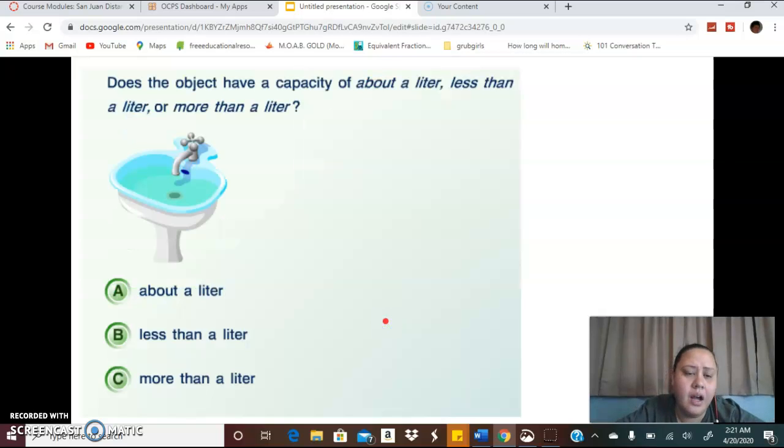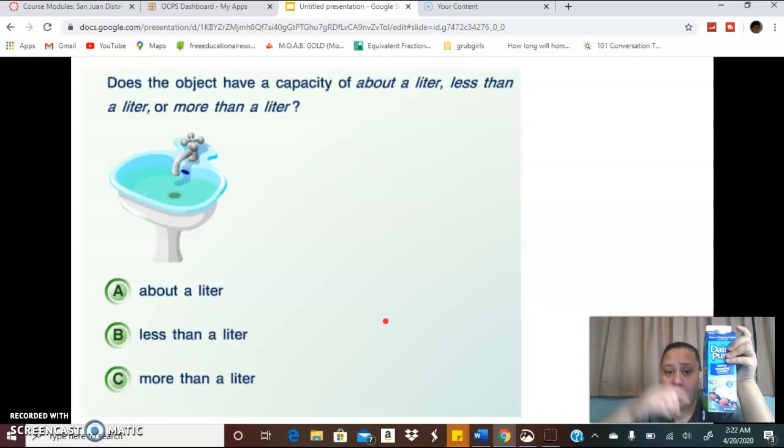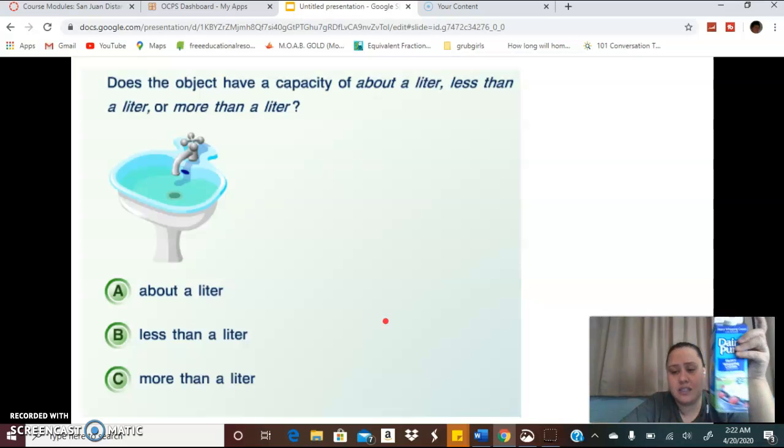And we have one more here. We have a bathroom sink, and they want to know, does this object have the capacity of about a liter, less than a liter, or more than a liter? So it's your bathroom sink. Does it fill up by using this, less than this, or more than this? And obviously this is not going to fill up that sink. It's going to be more than a liter.